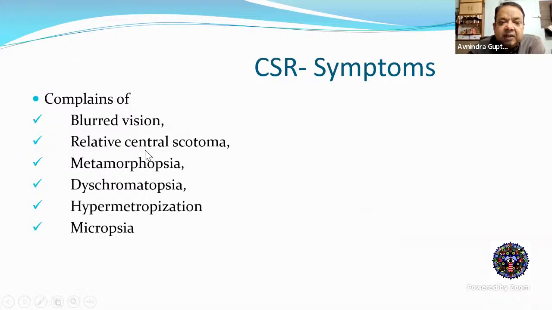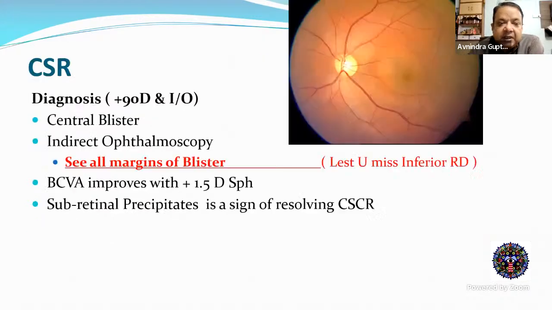Patient usually comes with a complaint of blurred vision. There is a central relative scotoma. Patient says, I cannot see the central area, the adjoining area I can see. There is metamorphopsia, dyschromatopsia, hypermetropization of the vision, meaning if we ask the patient to read with plus 1 to 1.5 diopter sphere, patient comes to 6/6 vision. Micropsia.